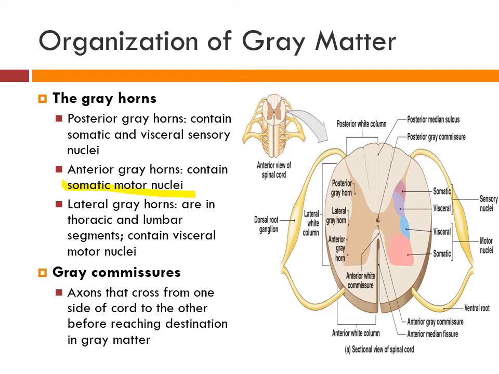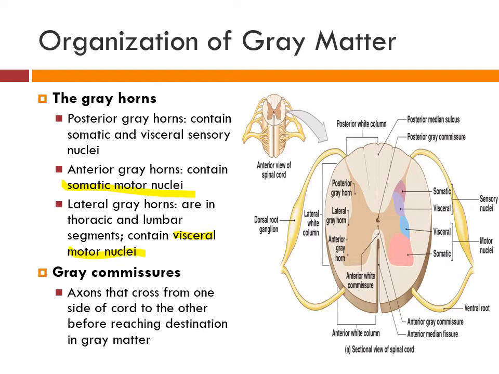Last, we have the lateral horn, which we see over here. And the lateral horn is visceral motor. And visceral motor is motor information to the smooth muscles within your internal organ system. So visceral information is going to innervate smooth muscle. Somatic motor is going to innervate skeletal muscle. So our visceral motor is our lateral gray horns. Our somatic motor are the anterior gray horns. And all of our sensory comes into the posterior gray horns.